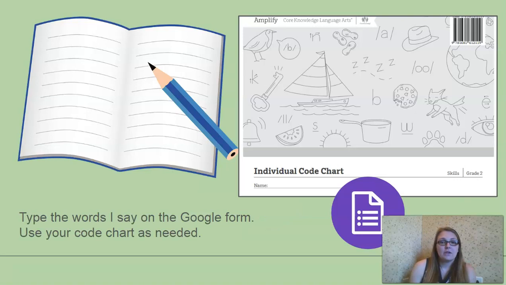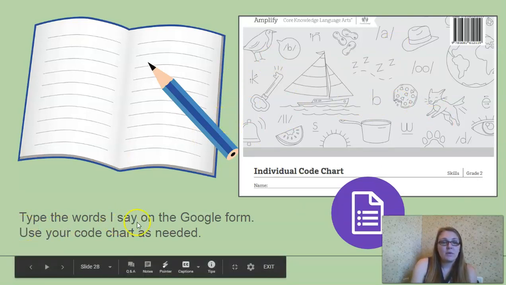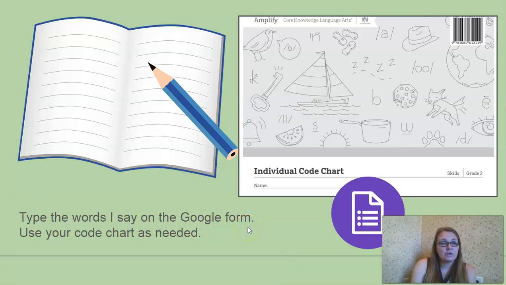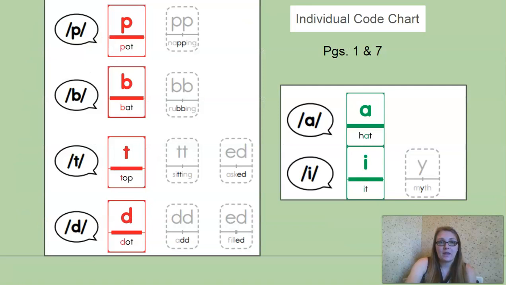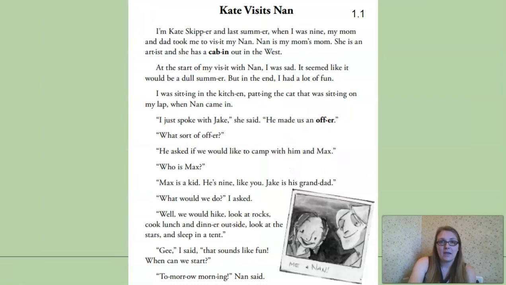All right. So again, your individual code chart will help you with the writing. Type the words I say on the Google form. Use your code chart as needed. And here are the pages that we did today, in case you need another quick look. P, B, T, and D, and A, and I. And here's our story one more time. It is 1.1 is the page.